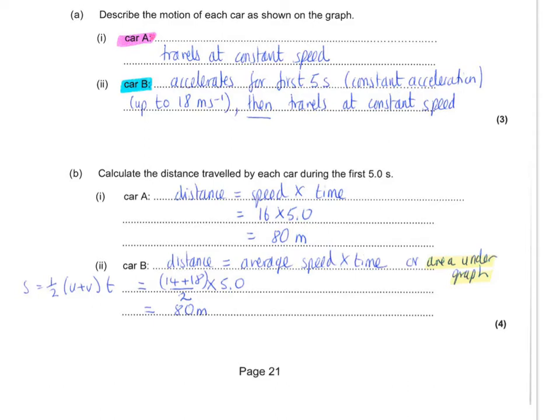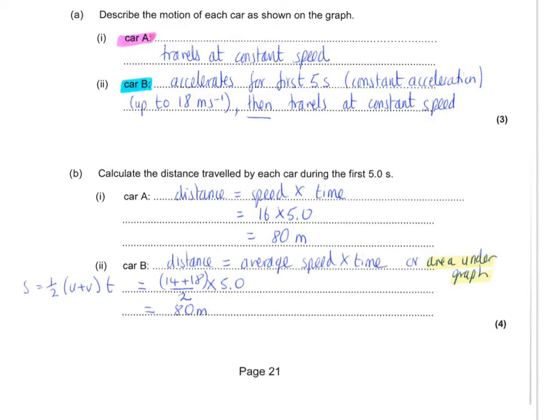Now car B had a changing speed during the first 5 seconds. So you could think of it as average speed times time, since we had constant acceleration, or you could relate it to the equation of motion s equals a half (u plus v) t. In practice, this is giving you the average speed, since you are using half of the sum of the initial plus the final speeds. You're then multiplying by time, and it gives you an answer of 80 metres.